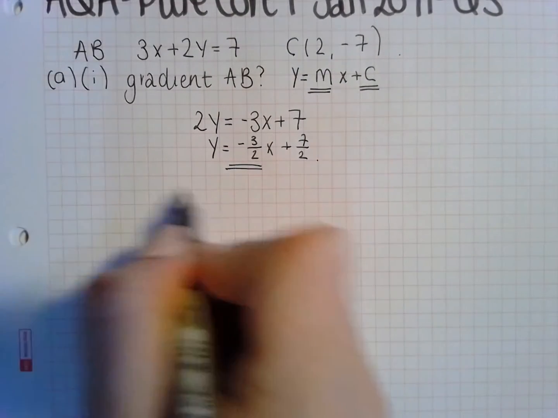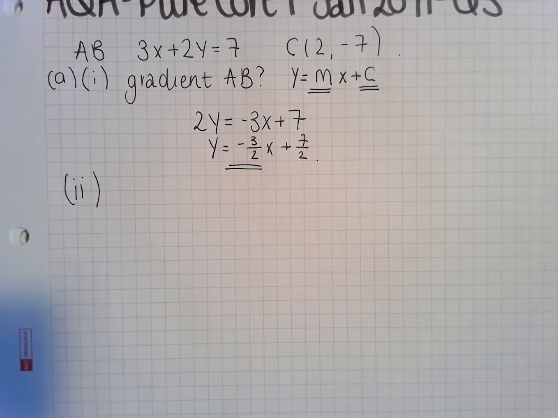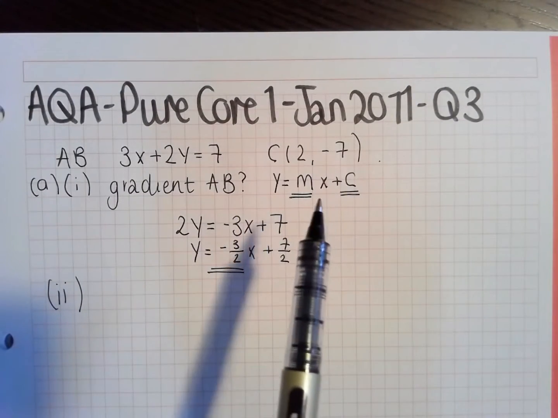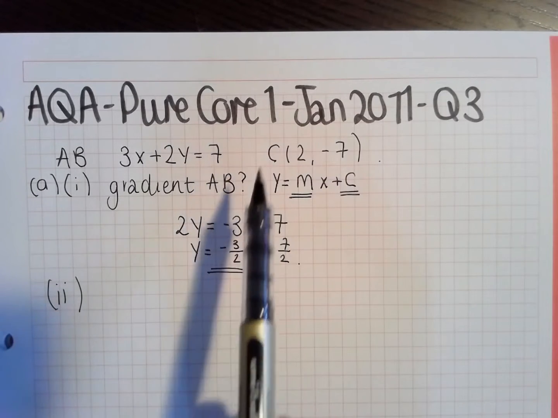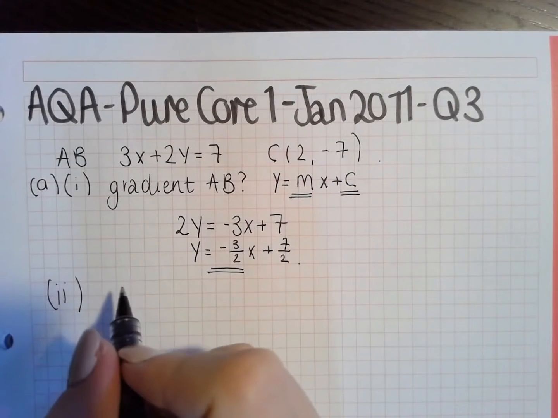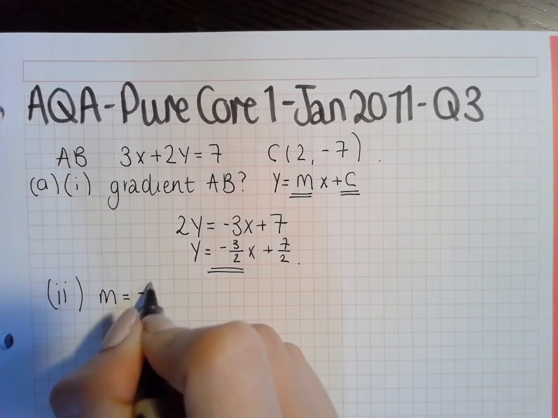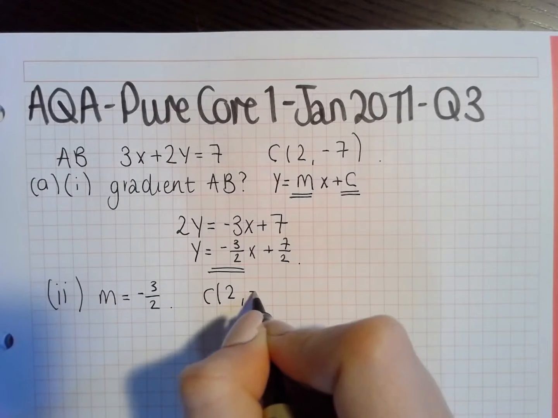Okay, so the second part of question A says the line which passes through C and which is parallel to AB crosses the y-axis at the point D. Find the y-coordinate of D. So the line which passes through C, and which is parallel to AB. If the line is parallel to AB, then we know it has the same gradient. So we know that the gradient of this new line is minus 3 over 2. And we have one point on it, which is C, which is 2 and minus 7.